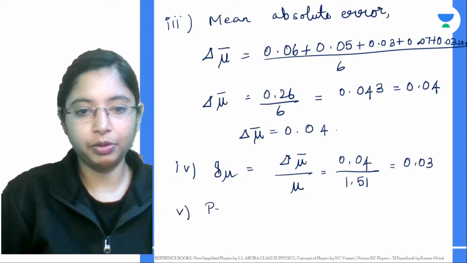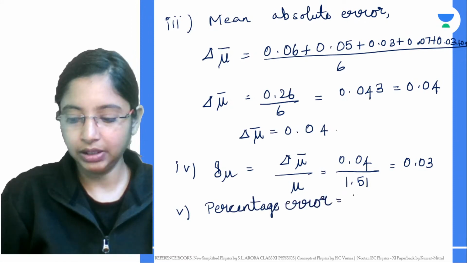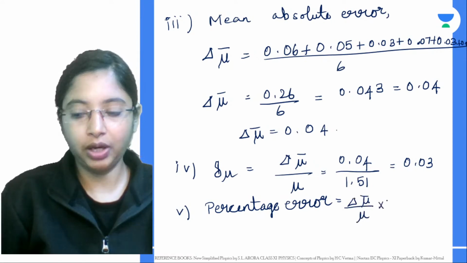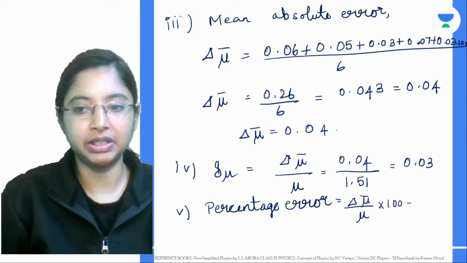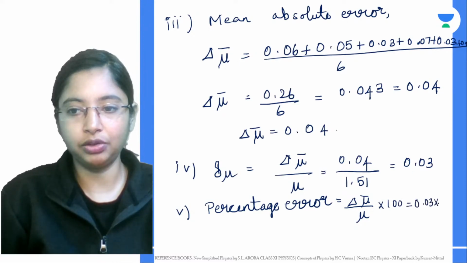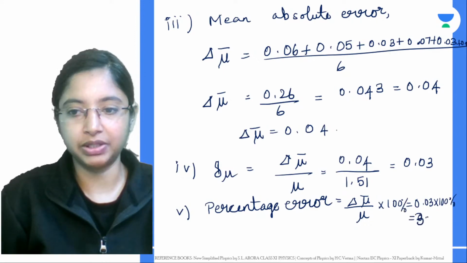Now when you're talking about percentage error, what will be the percentage error in this case? Percentage error is delta mu bar by mu into 100%. That gives you the percentage error, right? So here it will be 0.03 into 100%, which gives you a percentage error of around 3%.